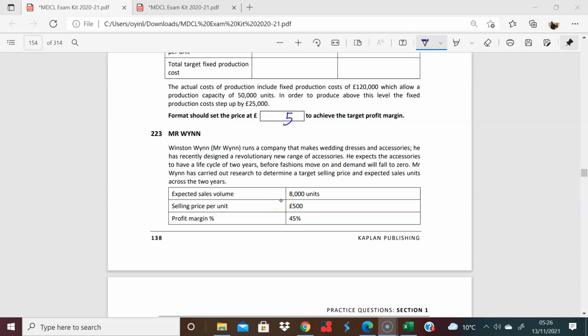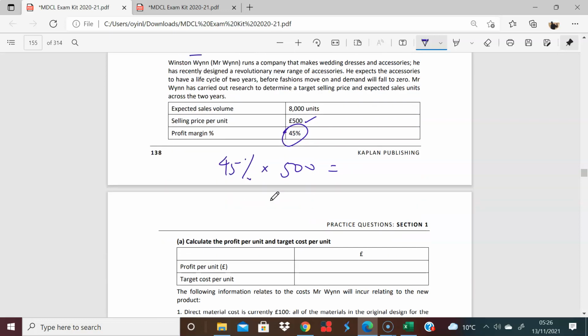Okay, Mr. Win. Let's look at what's going on with Mr. Win. Mr. Win's a fashion designer, and he expects accessories to have a life cycle of 2 years. He's carried out some R&D, and he's found some research, forgive me, and he's found a target selling price at 500. And expected sales across 2 years, and then it'll stop. Profit margin, he's expecting profits of 45% on 500, on every unit, on every dress, if you like.